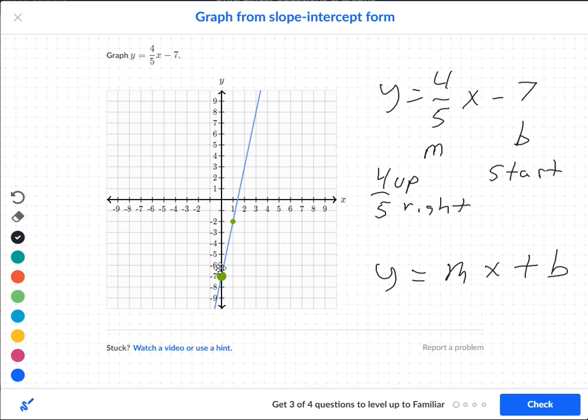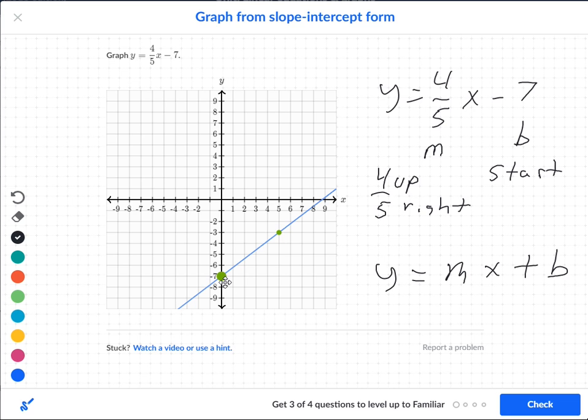Now we want to go to the right. Actually, we want to go up 4, my mistake. 1, 2, 3, 4. So we stop at -3. Now we want to move across 5. So we go 1, 2, 3, 4, and 5.